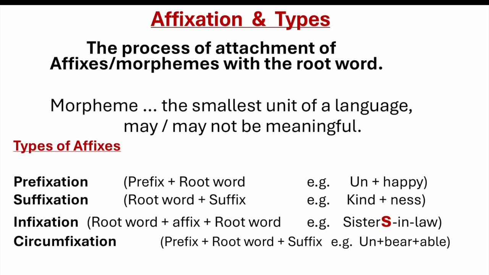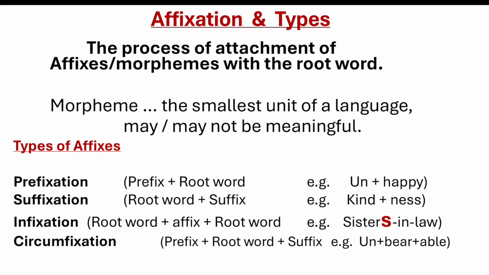The process of attachment of affixes or morphemes with the root word is called affixation. Basically, it's the attachment of affixes, which we may also call morphemes. Morphemes are the smallest unit of a language that may or may not be meaningful. Types of affixes which are used to create new words.